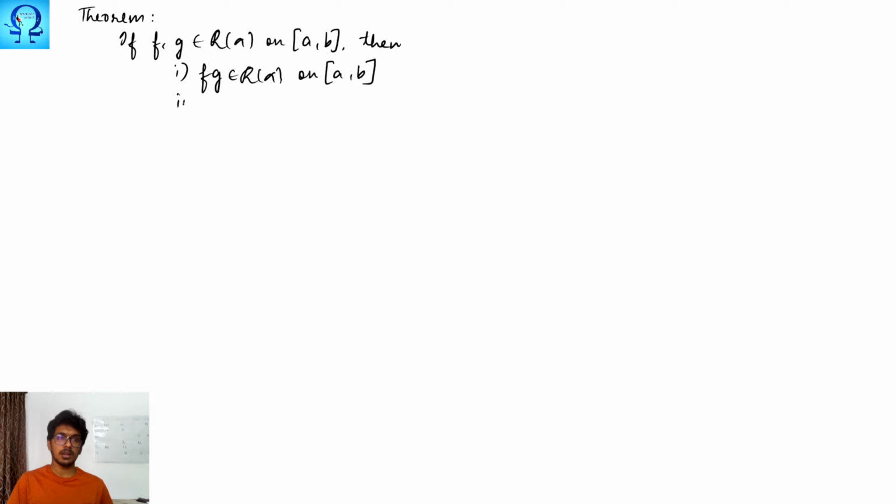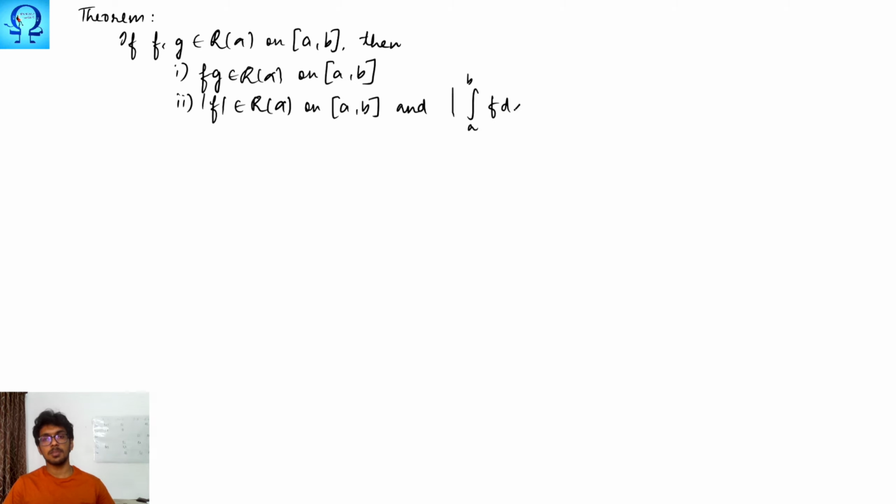And in the second part of this theorem, we'll have to prove the absolute value of this function is also RS integrable on the same interval, and the absolute value of the integral from a to b of f d alpha is smaller than or equal to the integral from a to b of absolute f d alpha. This is what we'll have to prove in this theorem. Okay, let us get into the proof.